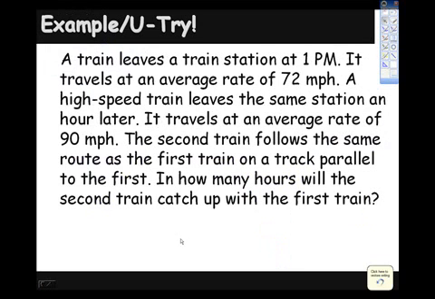In this example, it's also a try-it-yourself. We've got a train that leaves the station at 1 o'clock. It travels at an average speed of 72 miles an hour. A high-speed train leaves the same station an hour later. It travels at an average speed of 90 miles an hour. The second train follows the same route as the first train on a track parallel to the first. The question is, in how many hours will the second train catch up to the first train? In how many hours? Notice it doesn't ask what time, it just wants to know how long.